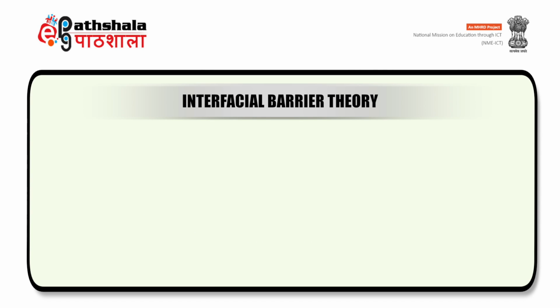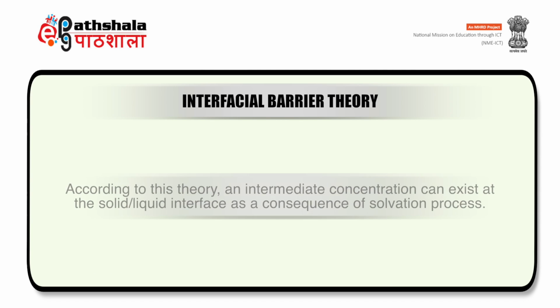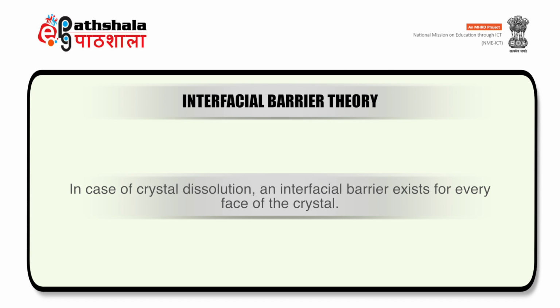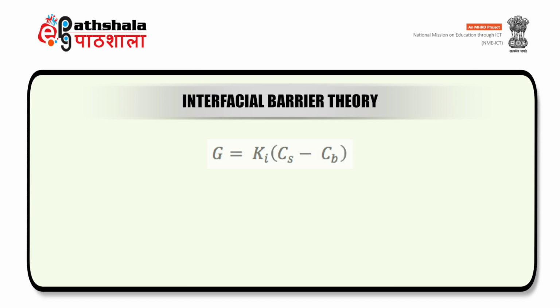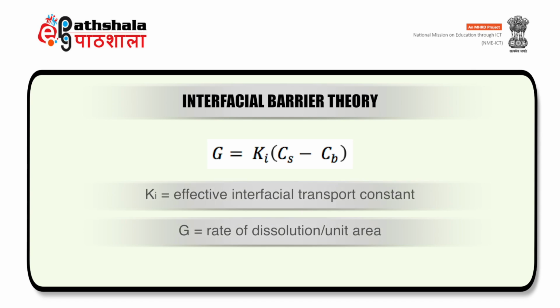The third theory is the interfacial barrier theory. According to this theory, an intermediate concentration can exist at the solid-liquid interface as a consequence of the solvation process. In case of a crystal dissolution, an interfacial barrier exists for every phase of the crystal. This theory is clarified by the given equation, where Ki is the effective interfacial transport constant and G is the rate of dissolution per unit area.